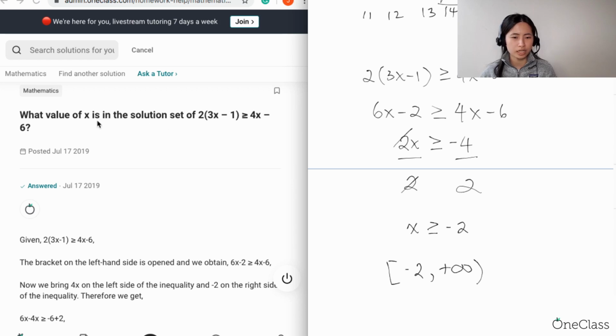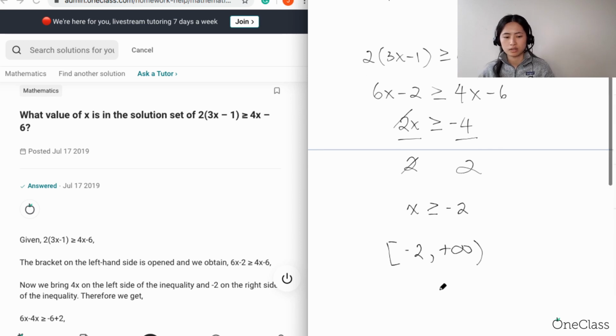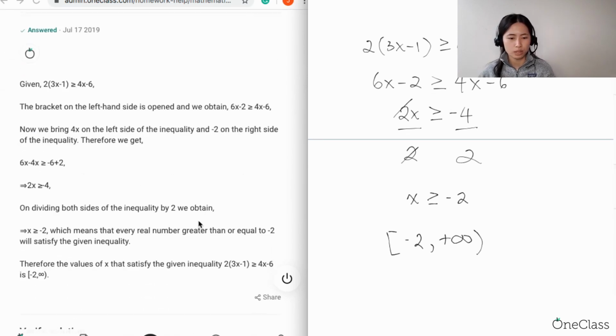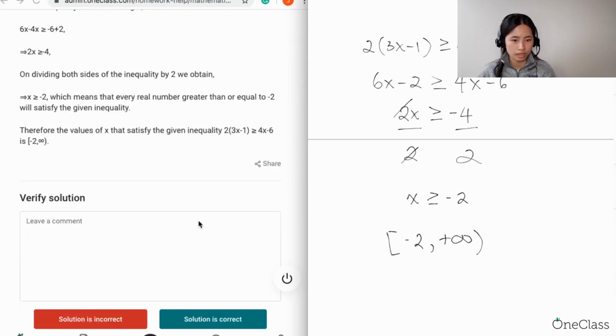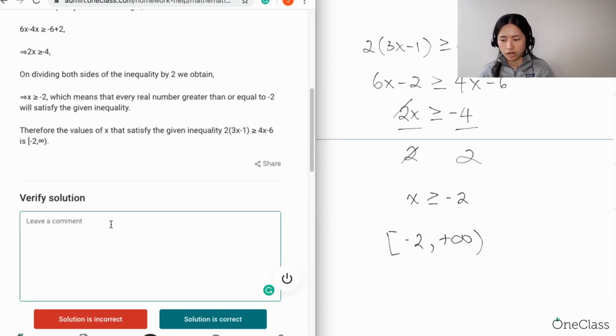And because they're specifically looking for the solution set, that's why they have your final answer in terms of interval notation. That's the only reason why. So this is absolutely right. We can move on to the next question. Just to verify, I don't really have anything to correct. It's a perfect solution and answer.